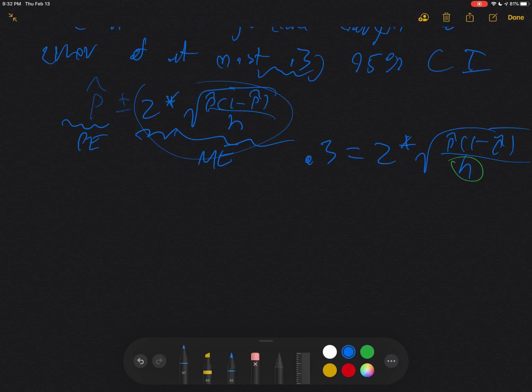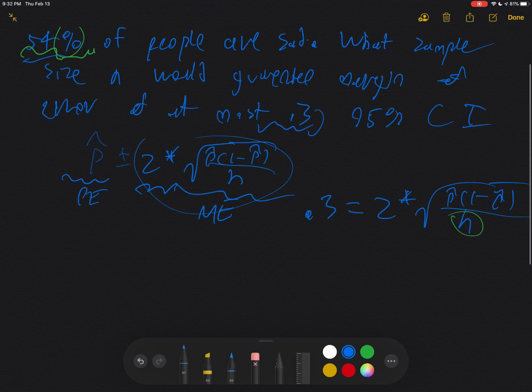For p hat, the problem says we have 54% of people that are sad, so we can just plug in 0.54, and we can plug in 1 minus 0.54, which is 0.46. And then we know the confidence interval is 95%. For proportions, we need to go to second vars and scroll to inverse norm. Since this is a proportions problem, you use inverse norm.